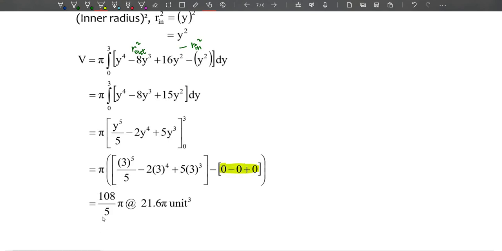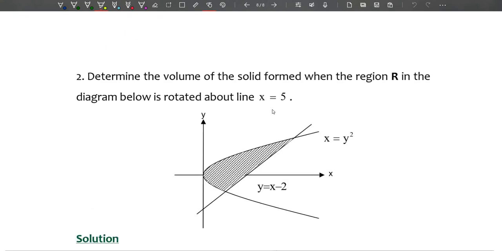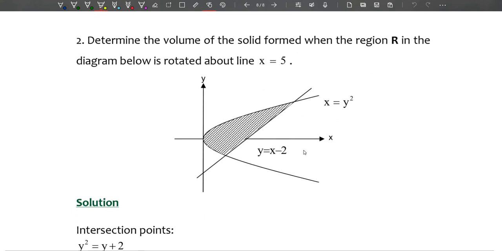Okay, and the answer would be 108 over 5 pi, or 21.65 unit cube. Okay, the next one. Determine the volume of this solid formed when the region R in the diagram here is rotated about the line x equal to 5.